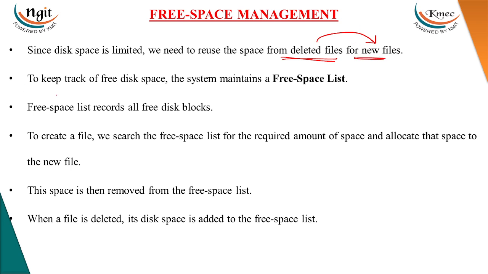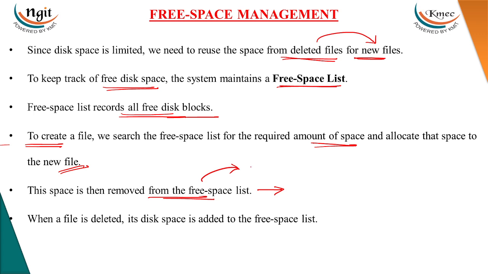To keep track of this free disk space, the system maintains a free space list. The free space list records all free disk blocks. To create a file, we need to search the free space list for the required amount of space and allocate that space to a new file. After allocation, those blocks which are given to a new file will be removed from the free space list.